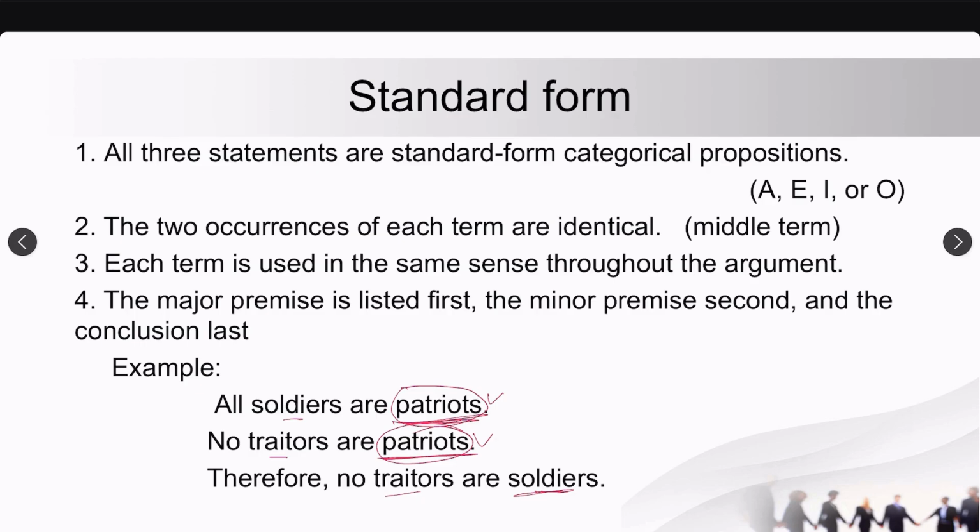The fourth point is that it should be listed आपका major premise होना चाहिए, and then minor premise, and then we should have the conclusion. So this is standard form में these four things are important. Categorical proposition होना चाहिए, जो आपका middle term है that should be identical, there should be exactly three terms, and the last one is major premise, minor premise, and then the conclusion. It should be in this particular form. So this is what standard form means.